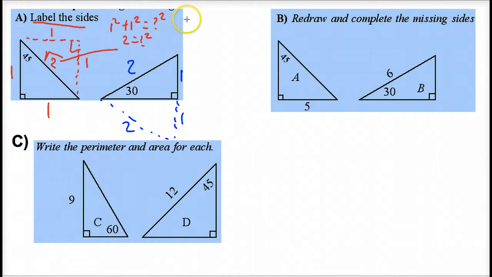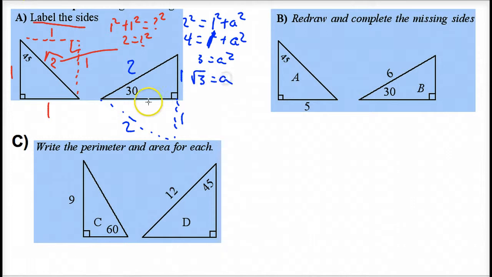Then if we do another Pythagorean theorem, we got 2 squared equals 1 squared plus, let's call that a squared. So 4 equals 1 squared plus a squared, so 3 equals a squared, so square root of 3 equals a. So this is square root of 3. So there are the 3 sides for this one as well.